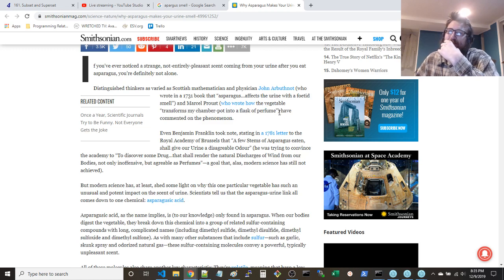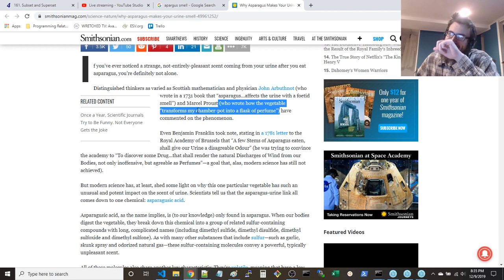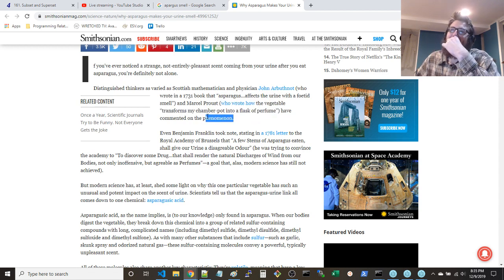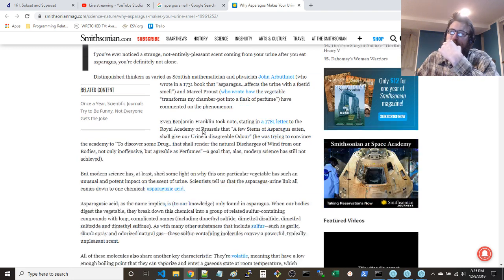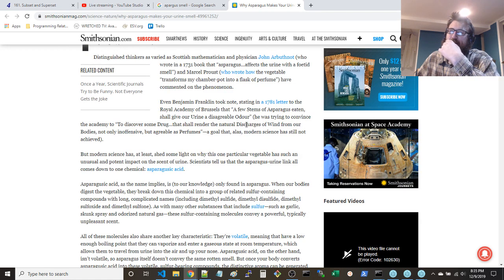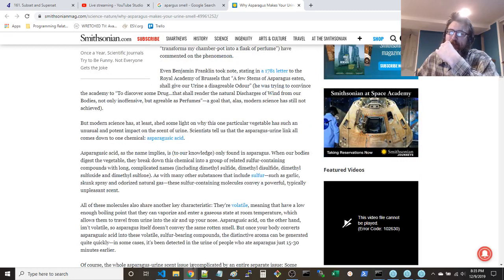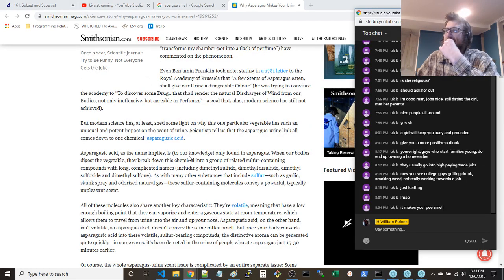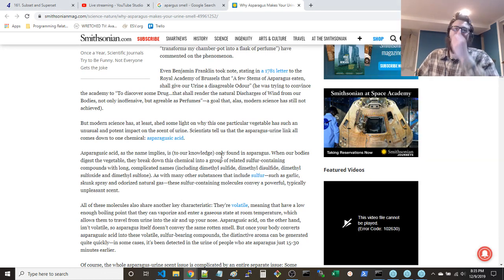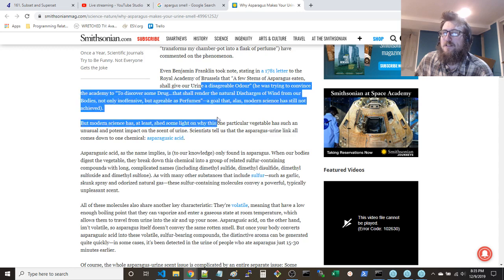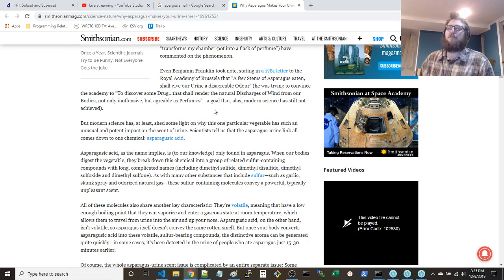Chamber pot in a flask of perfume. I wouldn't say that. Perfume may not be the right word. It makes your pee smell. Yeah, it does. But the question is why, and what is happening to make that happen? And someone suggested to me that it's actually your body being cleansed. I thought that was amazing.